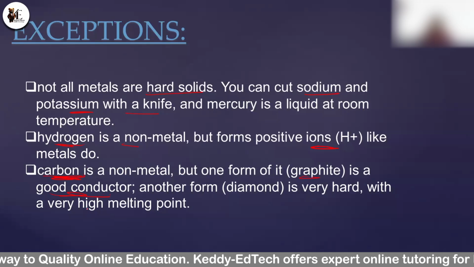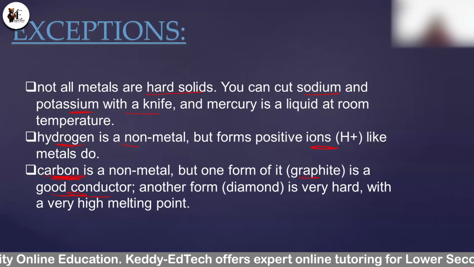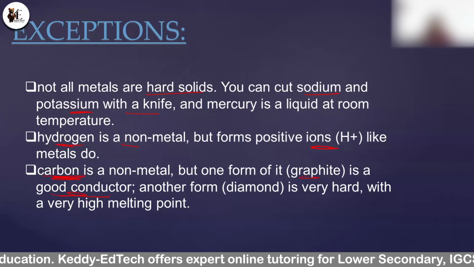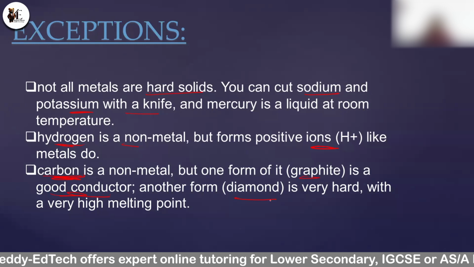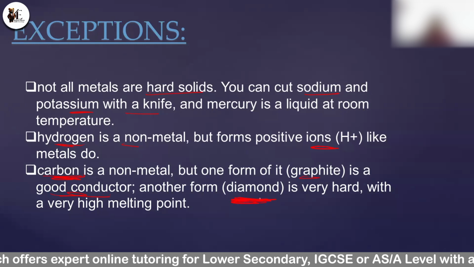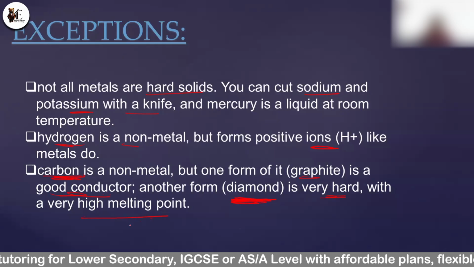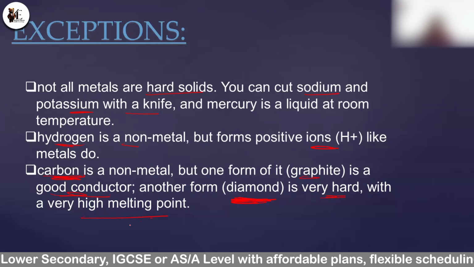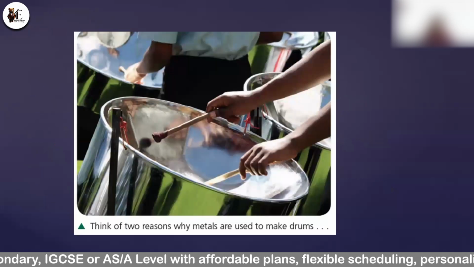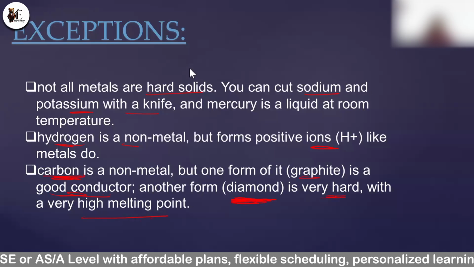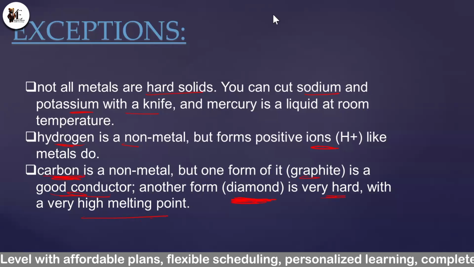Now, we have studied that metals have high melting and boiling points, while non-metals have low melting and boiling points. But diamond, which is made from carbon, is very hard and has a very high melting point. So these are some exceptions. It is very important to learn these exceptions. Write it, take a screenshot of it and read it once.